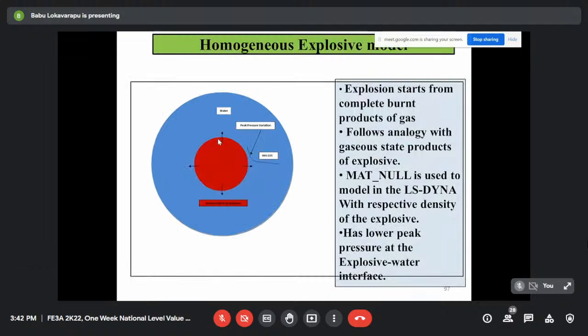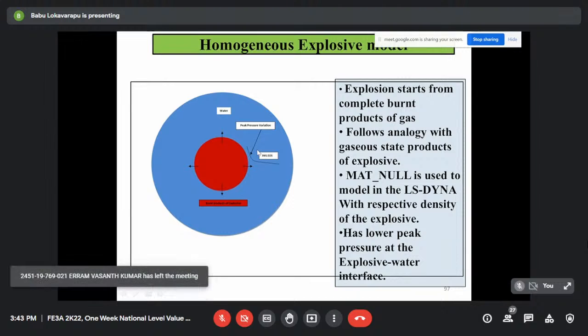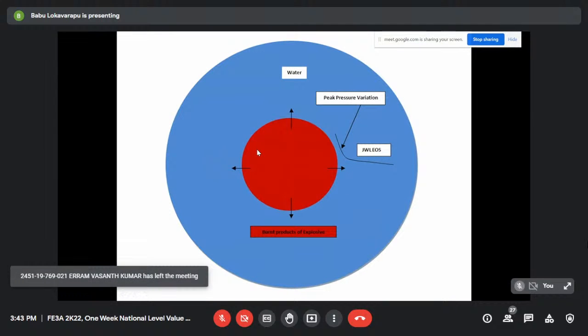The second model is homogeneous. In homogeneous, the explosion starts from the complete burnt product of gas. Suddenly, all of it is burnt, then it travels. Okay, and these two we have done to know the interface. And this is what I'm talking about. Homogeneous.